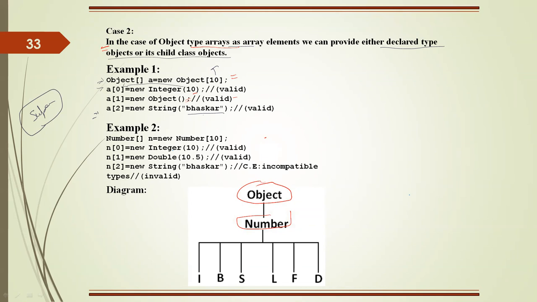If you declare it as an int, you cannot use it like this, just passing only an integer value. Inside an Object array, you can pass any object, like Integer, which is a wrapper class, Object class, String class. Example two: you declare it as a Number. So for Number you can use Integer, Double. String Vaskar is not possible. Why? Because it's declared as a Number. Invalid. So this is the Object class, this is the Number class.